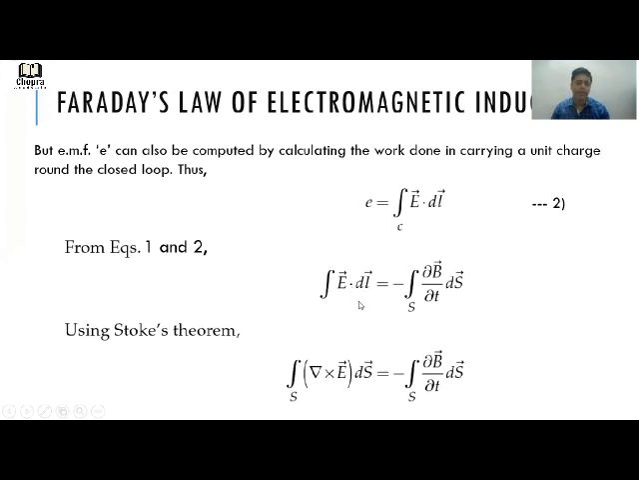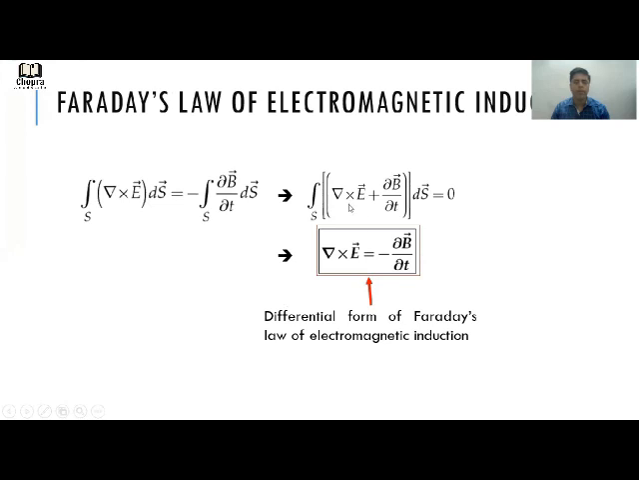Here we have a line integral, and here we have a surface integral. So we will convert this line integral to surface integral using Stokes theorem. We get integral curl E ds is equal to minus integral dou B by dou t ds, with the right hand side as it is. So we get surface integral of curl E plus dou B by dou t ds is equal to 0, or curl E is equal to minus dou B by dou t, which is the differential form of Faraday's law of electromagnetic induction.